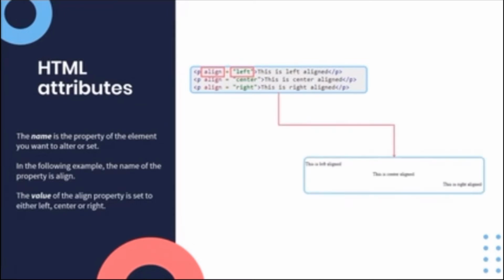Okay, this is the property or the attribute that we want to manipulate inside our code. And then the value that we are assigning to the align is either left, center, and right. And let's have a look at the output. This is what our output looks like.